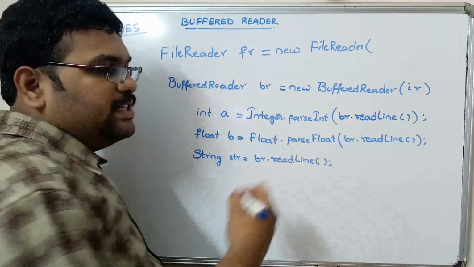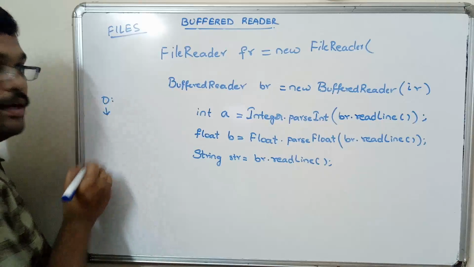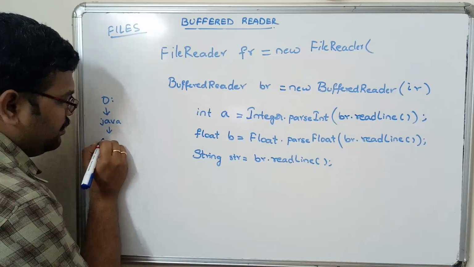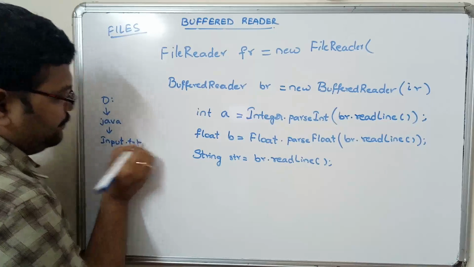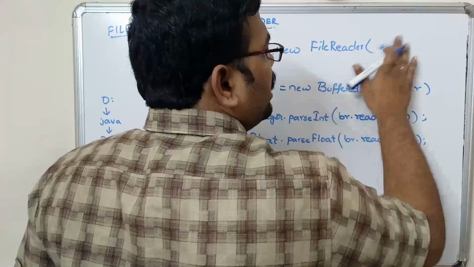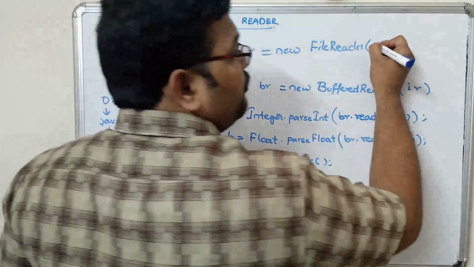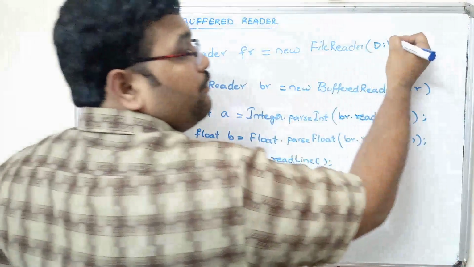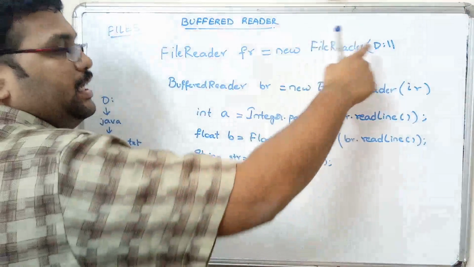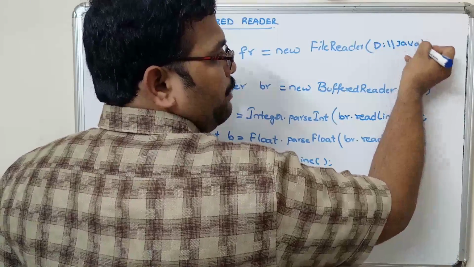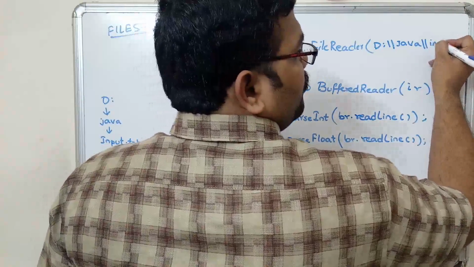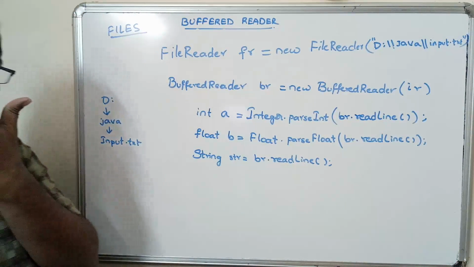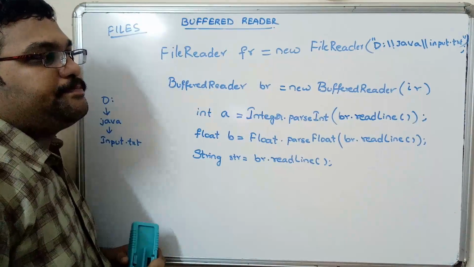So let it be my program is in some D drive, in a folder Java, and there is a file named input.txt, right? Here I have to write the complete location of this file. So generally we will write d:/. Here the single slash will not be accepted, so if we want to use this slash, we have to use a double slash. d://Java, again double slash, and the file name input.txt. So enclose this location in double quotes, and the semicolon also must be there, right?